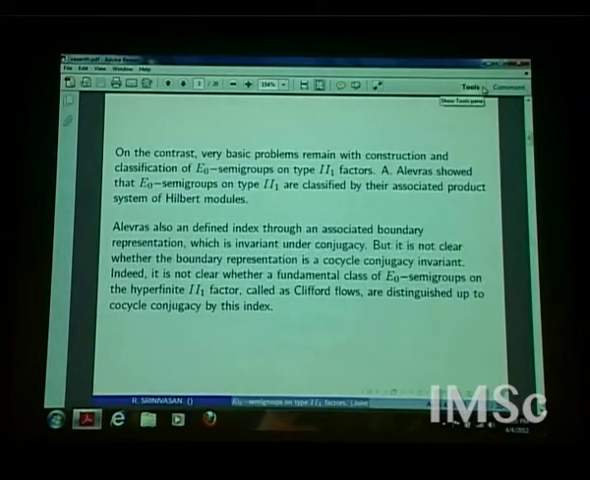In particular, this index he defines through a boundary representation, so it is not clear whether that index is a co-cyclic conjugacy invariant. In particular, there is a fundamental E0 semigroup called the Clifford flow, which is defined on the simplest II-1 factor, the hyperfinite II-1 factor. Whether these Clifford flows are distinguished by this index, even though they have different index according to his definition, is not clear. It is not proved that they are different up to co-cyclic conjugacy.